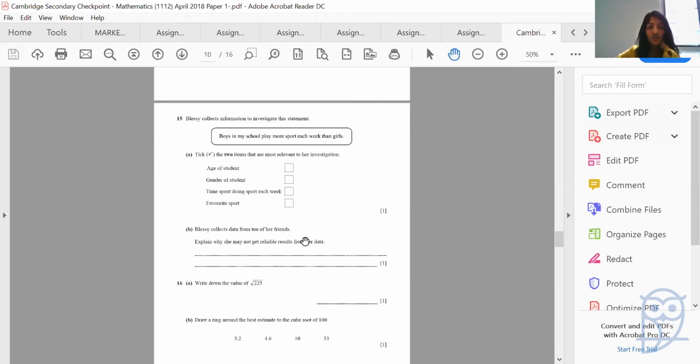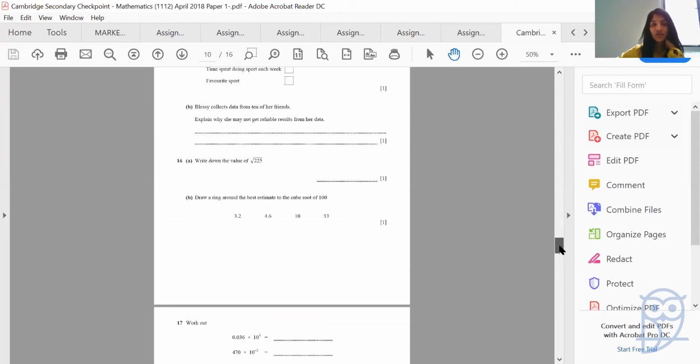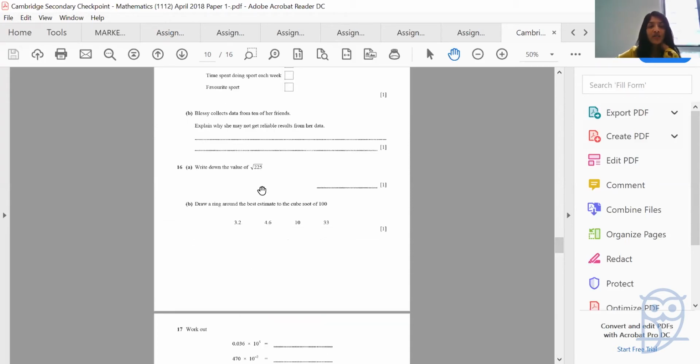Ten is too small a sample size, and secondly, of her 10 friends, we're not sure how many are male and how many are female. Moving along, the next question says, write down the value of the square root of 225. We know the square root of 225 is 15. So another very simple question for you.